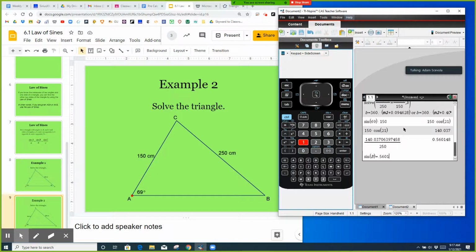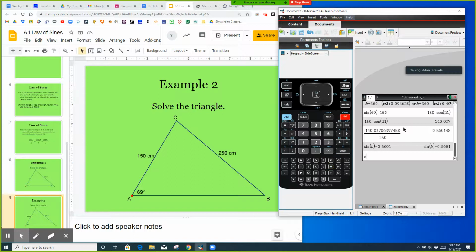0.5601. And we know from solving trig equations that if we don't limit B to be between certain angles, then there's an infinite amount of answers that you could plug in for B that would work. But in this context, B is the angle of a triangle, so it can't be more than 180. It's got to be between 0 and 180. So I have to find the angle between 0 and 180 that would satisfy this.